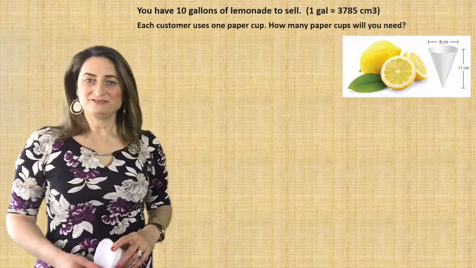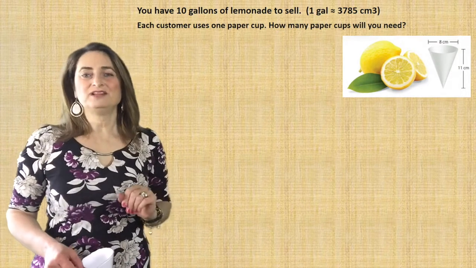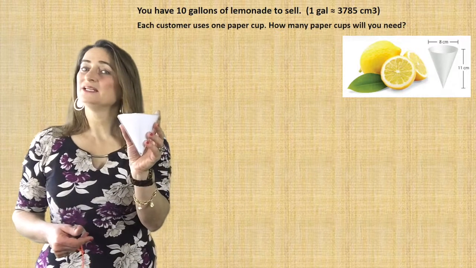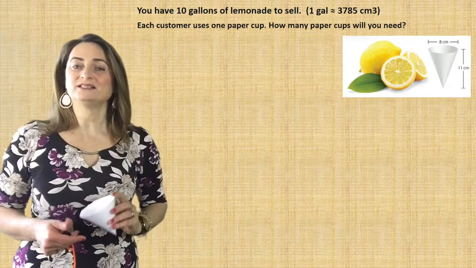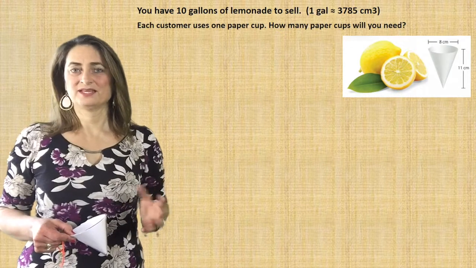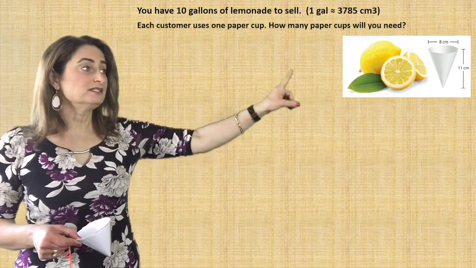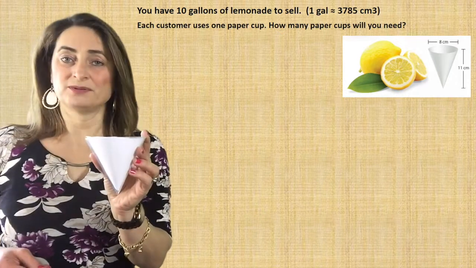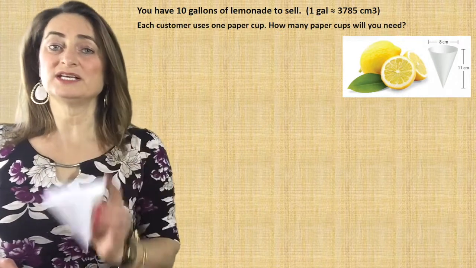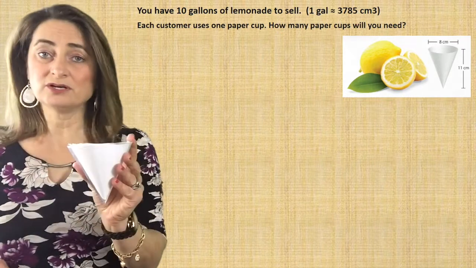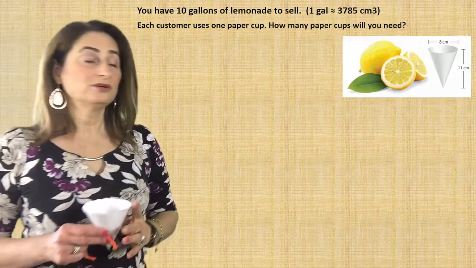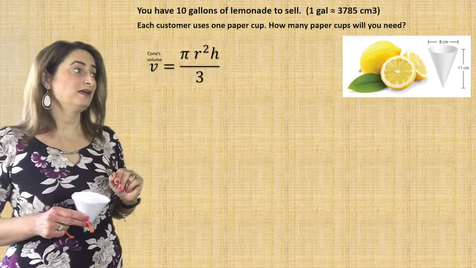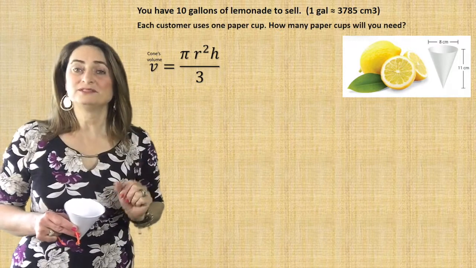Here's the last example for today. You have 10 gallons of lemonade that you wanted to sell. How many paper cups do you need for you to sell those 10 gallons of lemonade? Let's see first. They gave us the dimension for that paper cup. So how much does each cup need to fill from those 10 gallons, which is the volume of a cone? To find the volume of a cone, you have to write the equation pi r squared times the height divided by 3.